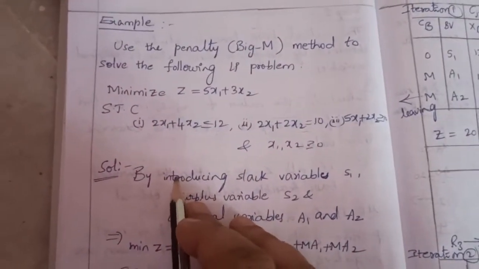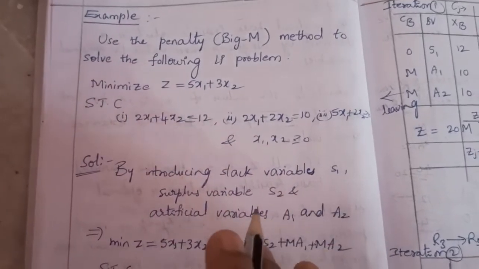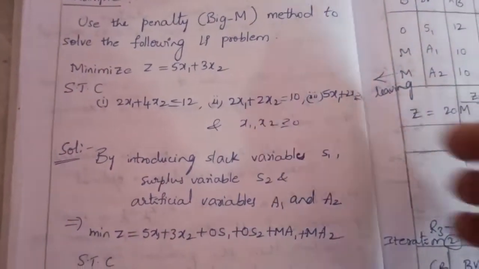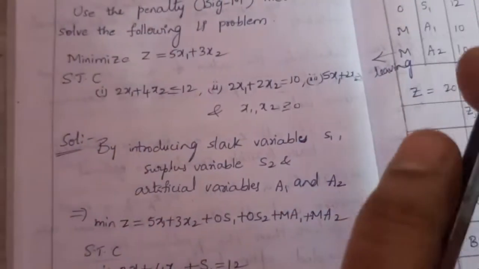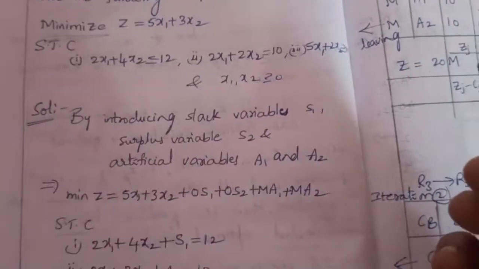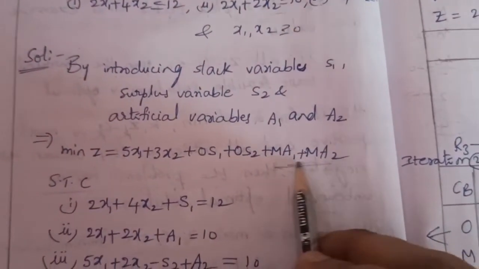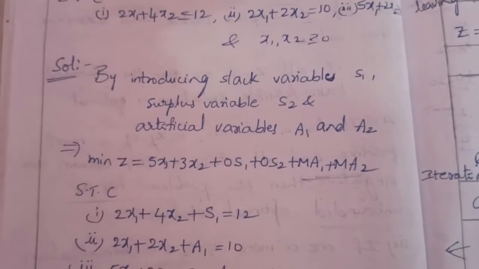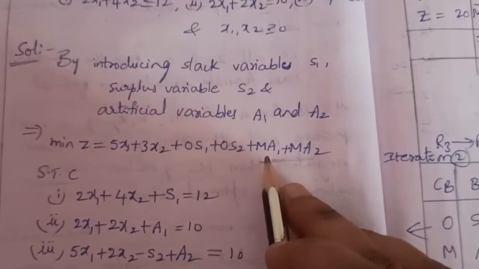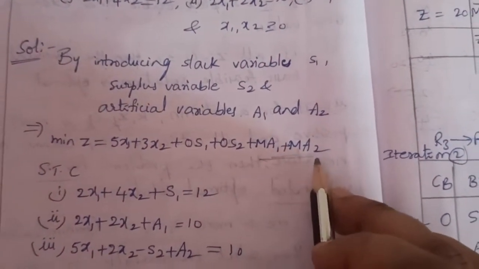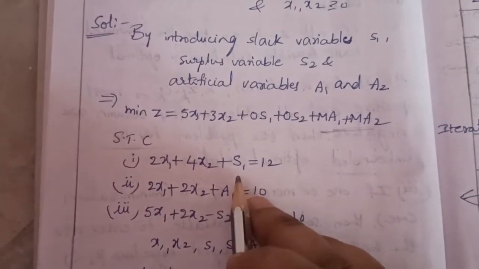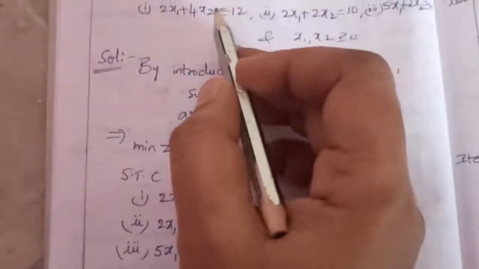Just listen here carefully. This is the example problem I want to say now. Use the penalty method. One more thing I want to say to you, big M method is also called the penalty method, to solve the following LP problem. Here the problem is minimization, so that's why we have to take plus M coefficient for artificial variables. Just like that, simultaneously we are taking surplus variables or slack variables. Here MA1, MA2 I am taking. Here S1, this is the surplus variable actually.